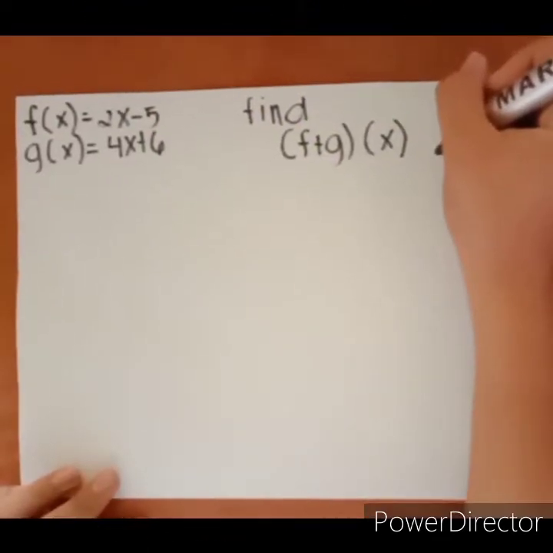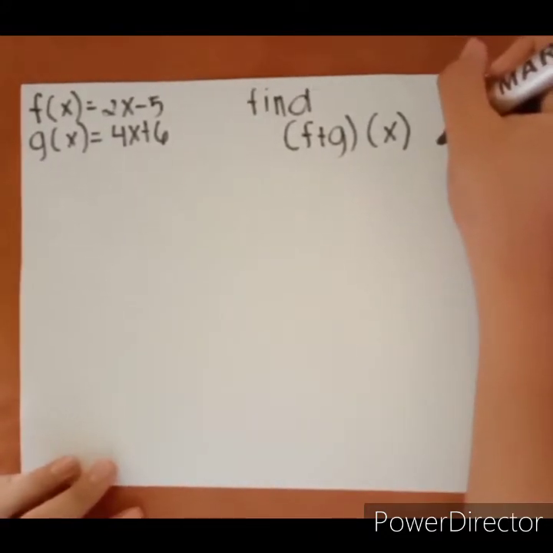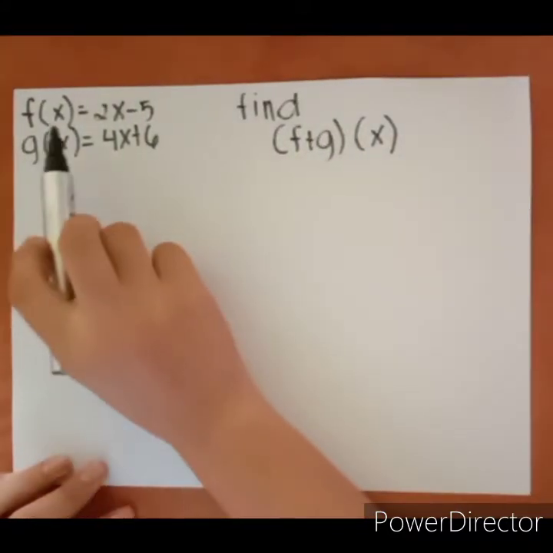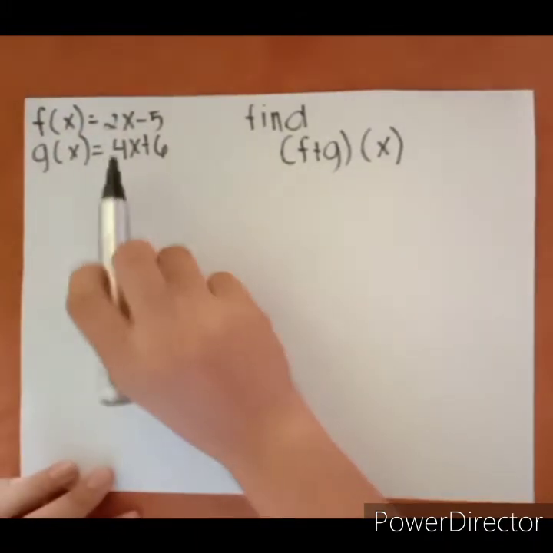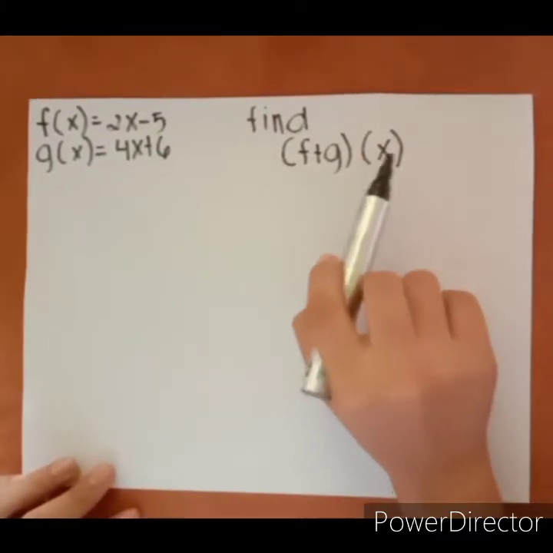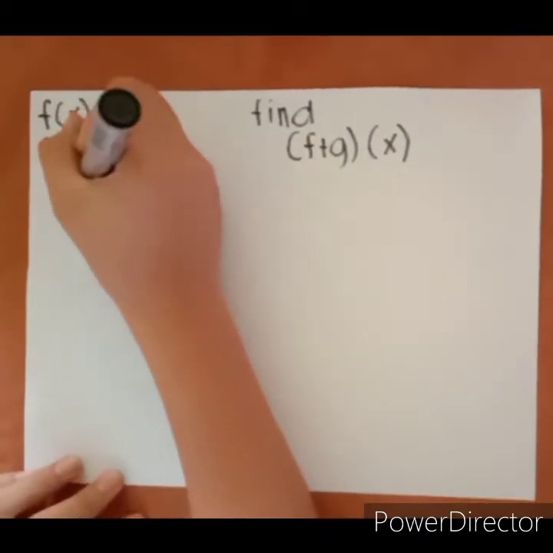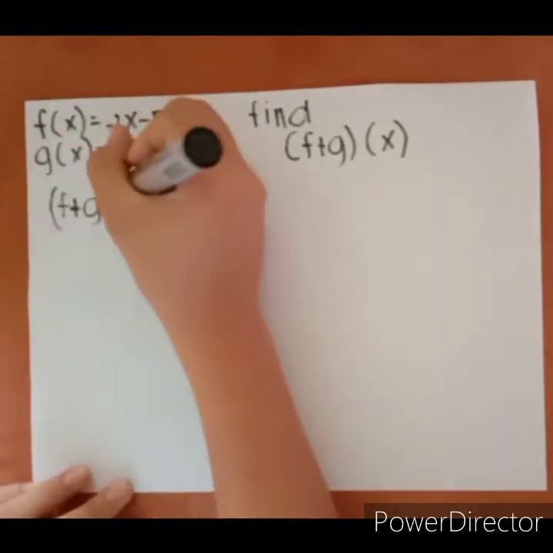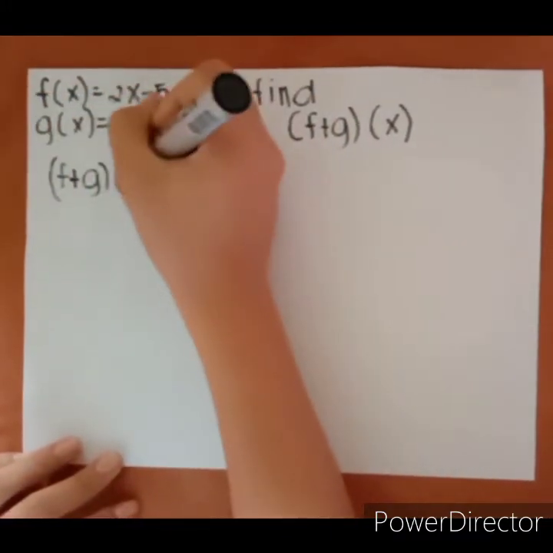In this lesson, you're going to learn operation of function. But this time, I am going to focus on addition. As an example of this addition, we have f of x equal to 2x negative 5 and g of x equal to 4x positive 6. We need to find f plus g of x. We have a quantity of f plus g of x, this equation is equal to f of x and g of x.